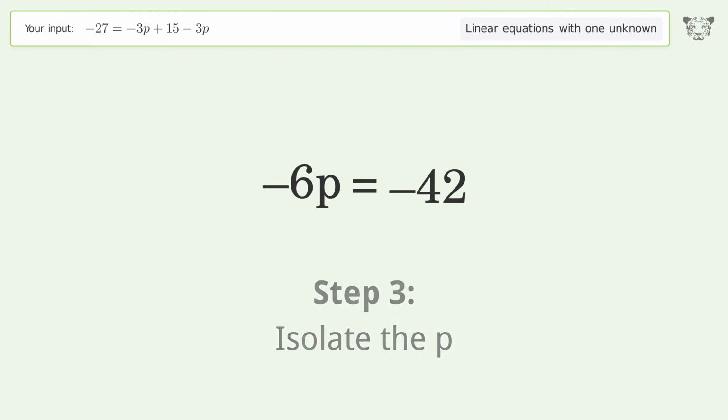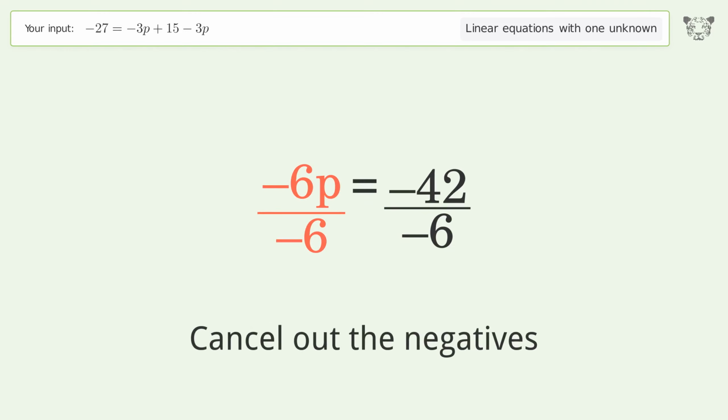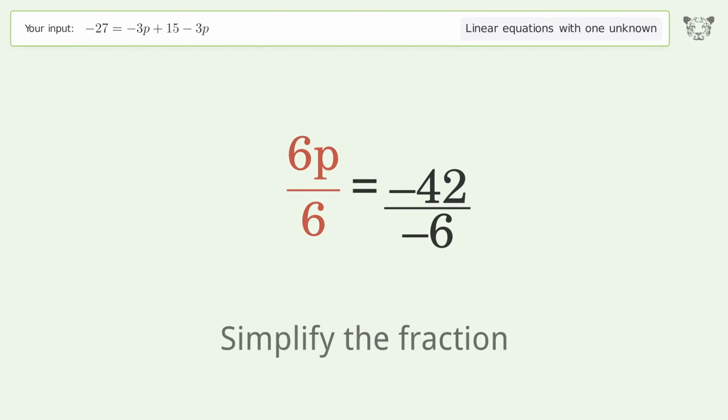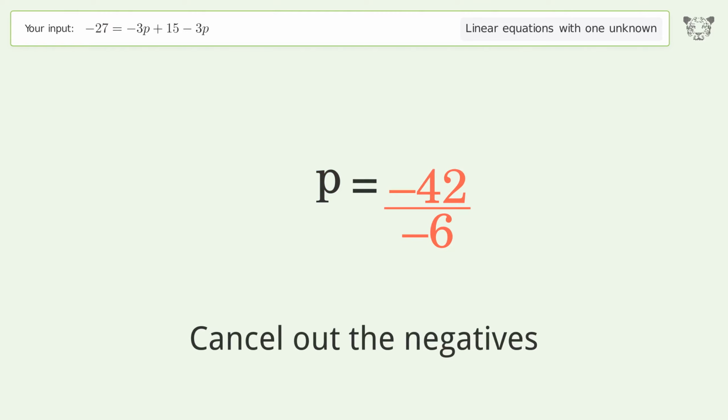Isolate the p. Divide both sides by -6. Cancel out the negatives. Simplify the fraction. Cancel out the negatives.